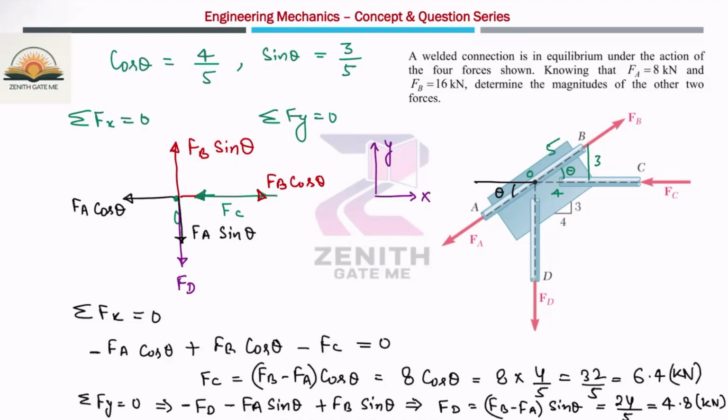Okay. So you have calculated the FC force as well as the FD force while resolving all the forces B and A in the X and Y direction. And you have used the two equilibrium conditions, summation of force in X direction, summation of force in Y direction. You got the result. So this is the coplanar concurrent force system.